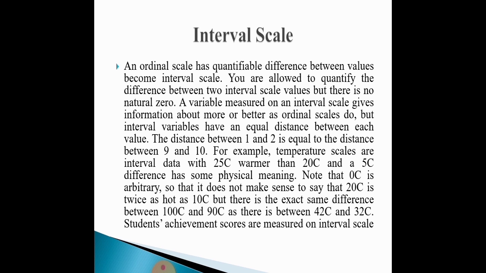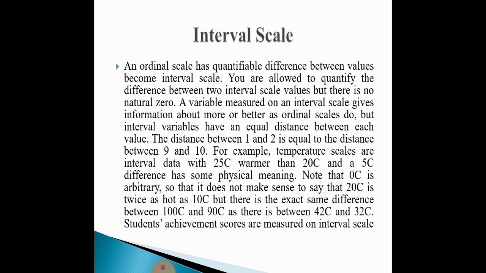Interval scale. An ordinal scale that has quantifiable difference between values becomes an interval scale. You are allowed to quantify the difference between two interval scale values, but there is no neutral zero. A variable measured on an interval scale gives information about more or better as ordinal scales do. But interval variables have an equal distance between each value. The distance between 1 and 2 is equal to the distance between 9 and 10.